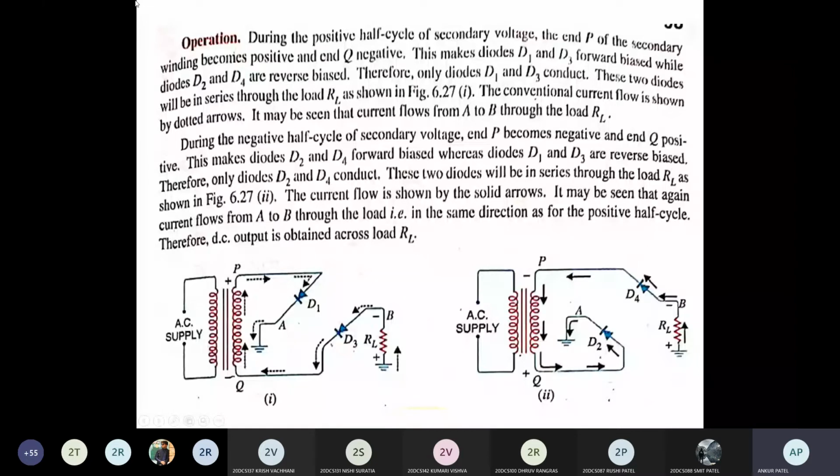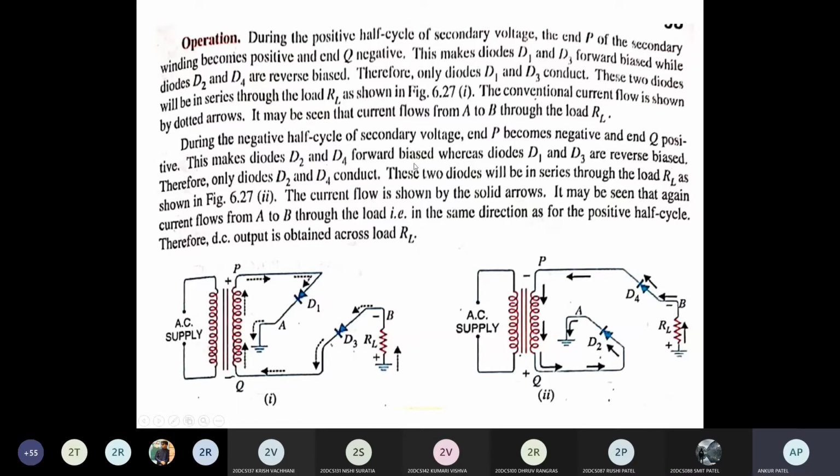These two diodes will be in series through RL. Okay, so the conventional current flow is given by the dotted line here. This P, D1, this A grounded, this A to B, D3. Okay, so this reason is not given, but you need to remember why it does not follow the other path. During the negative half cycle, the secondary voltage means P becomes negative, Q becomes positive.